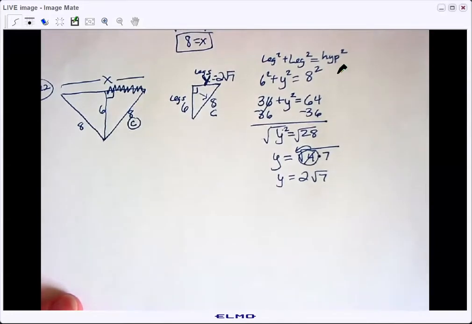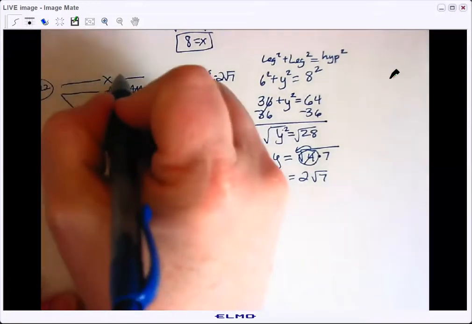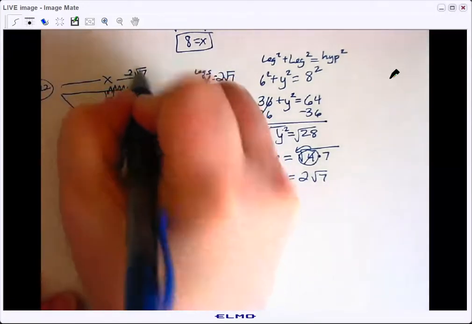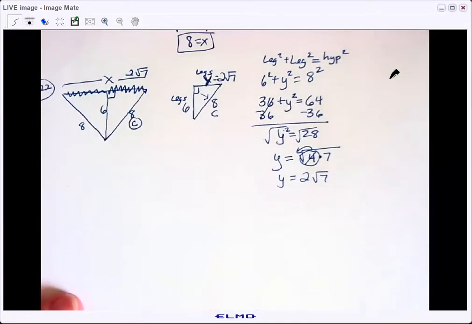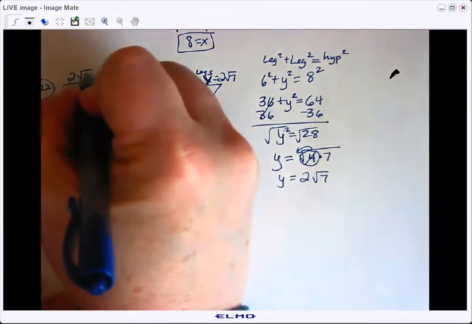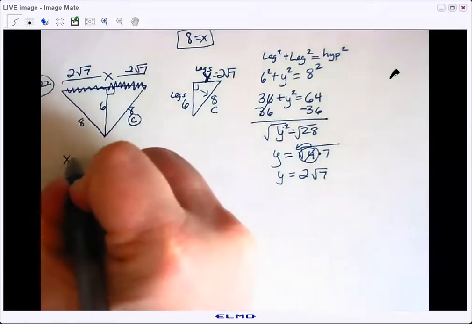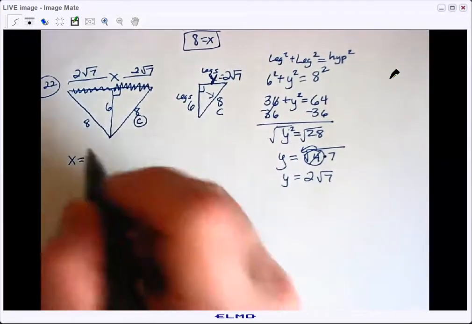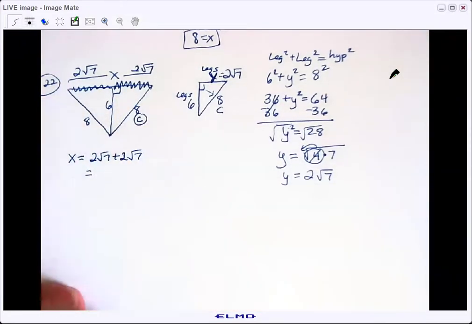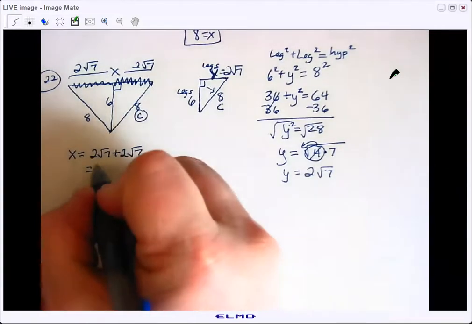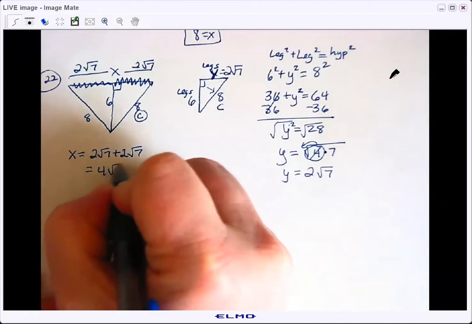So we've solved for this one part of our triangle, but that corresponds to this right here. This is 2 root 7. What does that make this other part over there? 2 root 7. Also 2 root 7, because they were identical. So in order to find x, x is equal to 2 of those, or 2 root 7 plus 2 root 7. And remember, when we add those together, we're adding only the integers, so we have 4 root 7.